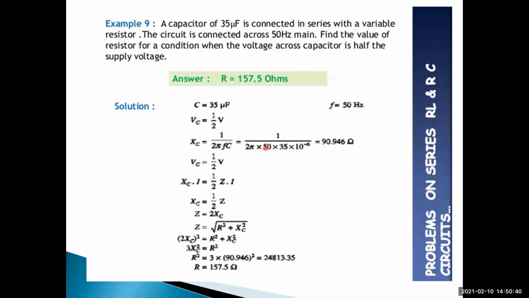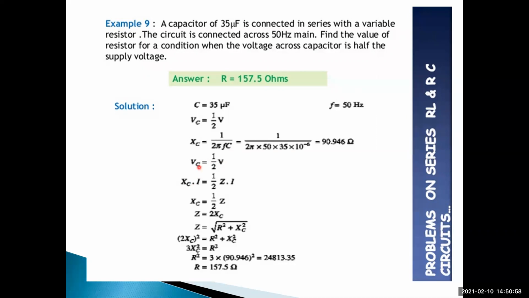So 2 pi F, 2 pi into 50 Hz into capacitance, 35 microfarads. Substituting this, you get 90.946. Okay, this is equal to 1 by 2 times of V.